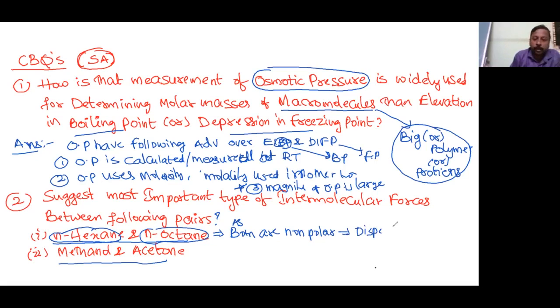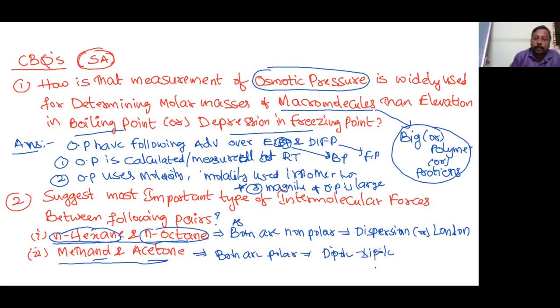Dispersion forces are sometimes also called London forces. And here, if you see methanol and acetone, both are polar. So here you will write: as both are polar, the attraction force between them will be dipole-dipole. Understood?